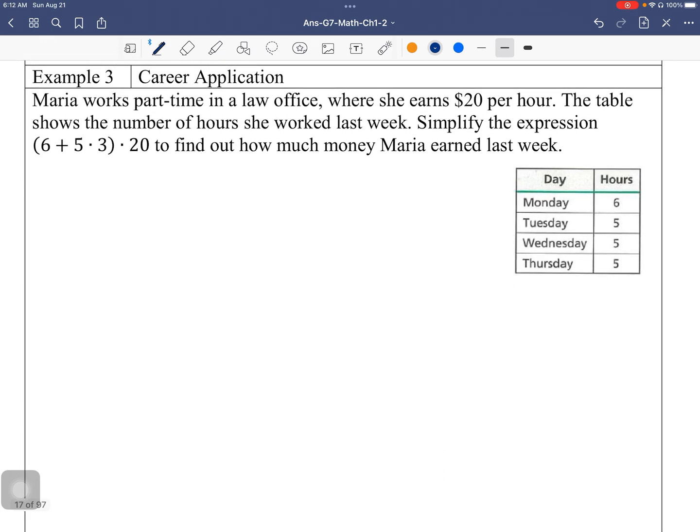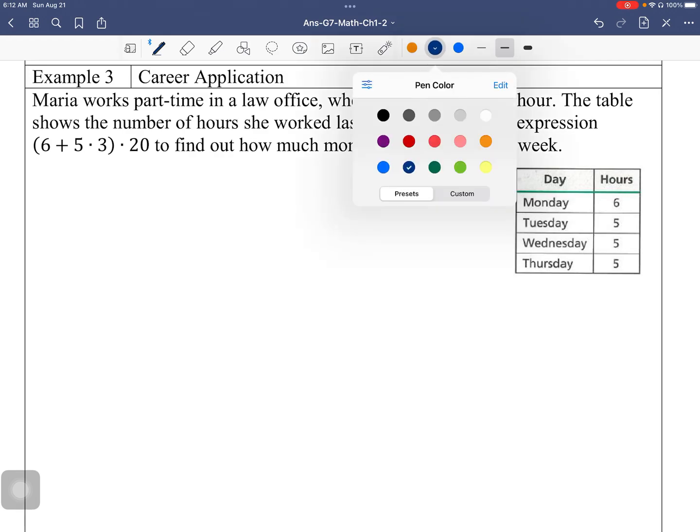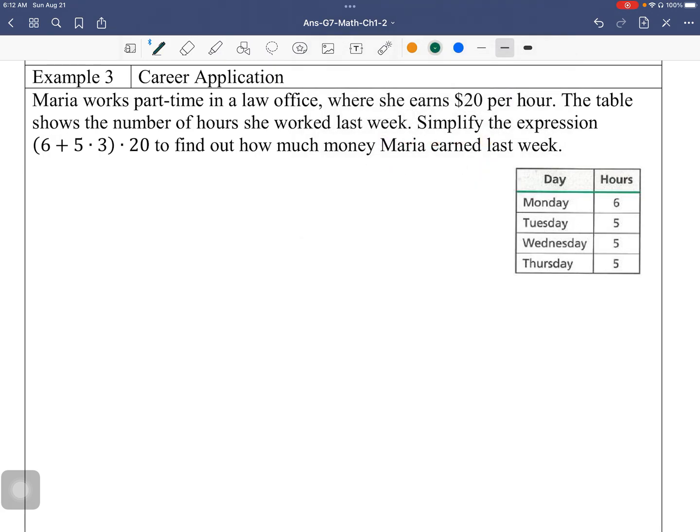So now I have my career application. Maria works part-time in a law office where she earns $20 per hour, and the table shows the number of hours she worked last week. So how do we simplify the expression 6 plus 5 times 3, in parentheses, times 20, to find out how much money Maria earned last week? So here, 6 plus 5 times 3, because I have 3 of the 5, times 20.